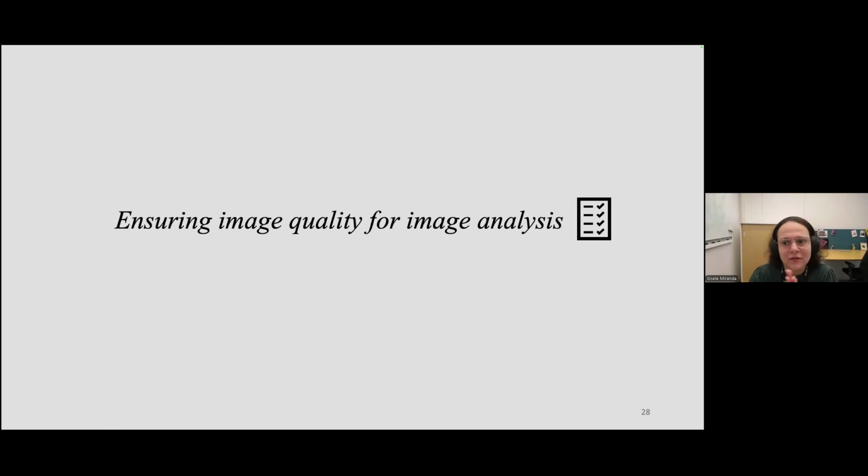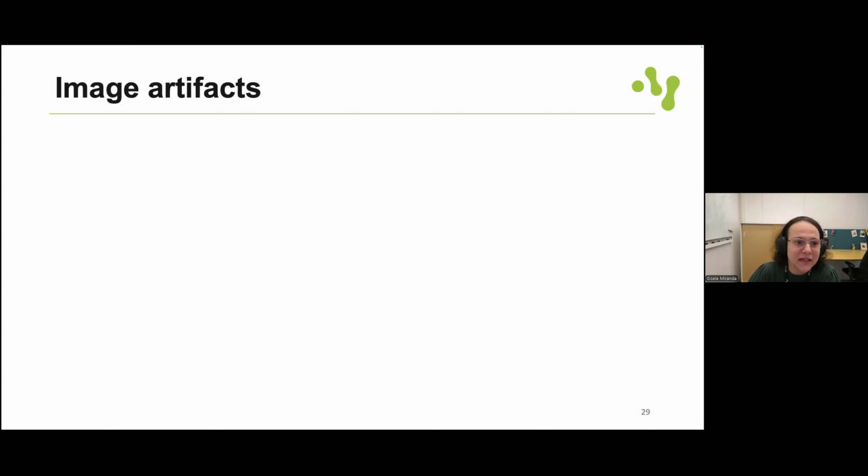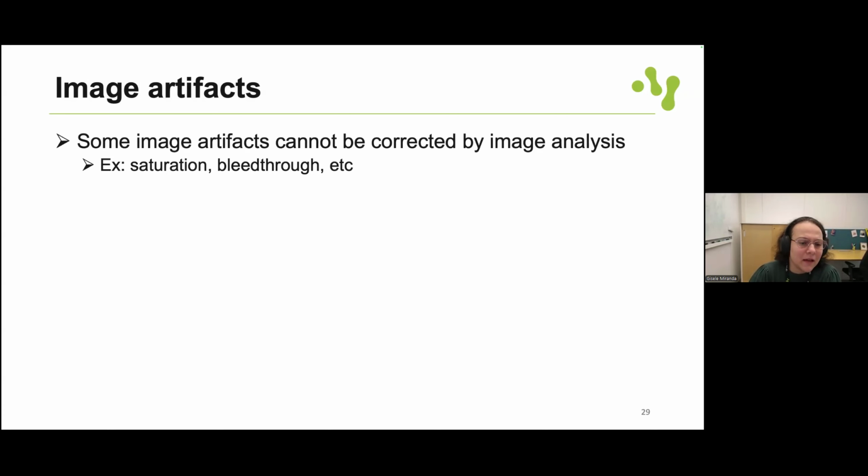Well, once we have acquired the images and we guarantee the correct format, I want to move a bit here to ensuring image quality for image analysis. Some of what we call image artifacts cannot be corrected by image analysis.